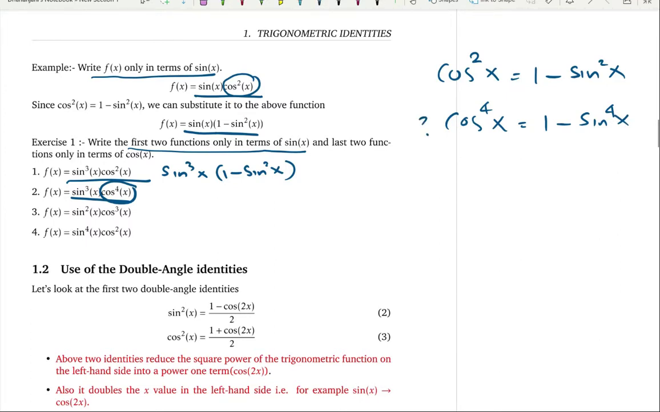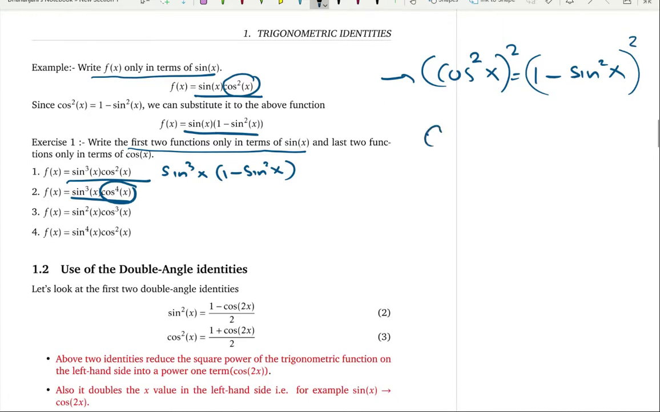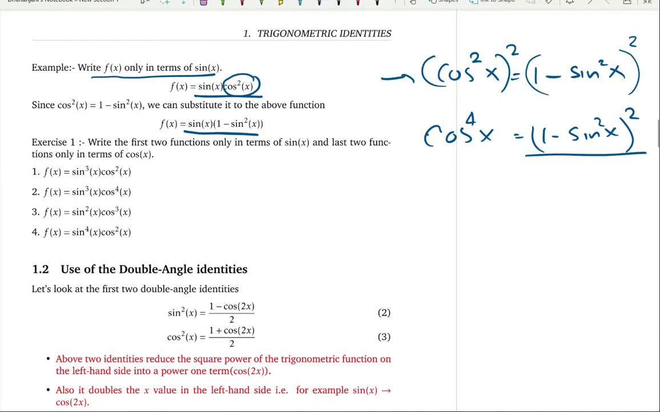How do we get cosine to the power 4 using this identity here? Well, if you want cosine to the power 4, you have to square this, right? So that means you have to square the whole thing. So cosine to the power 4 is (1 minus sine square x) to the square. Now you don't need to simplify this for now, but that's what it is, okay? Understand what I'm trying to say. Don't make that mistake. Don't just change the power here and call it good, okay? So the second function, sine cube x times cosine to the 4, is actually sine cube x times (1 minus sine square x) to the square, right? So remember that.